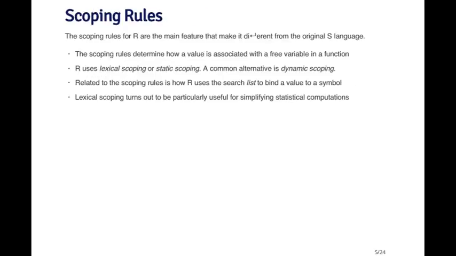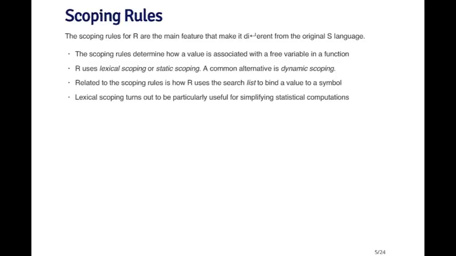This leads us to the scoping rules for R, which I think is the main feature that makes it different from the original S language. Since most of you probably did not use the original S language, this may be something of a moot point. But the point is that the scoping rules are essentially what makes R different from the original.